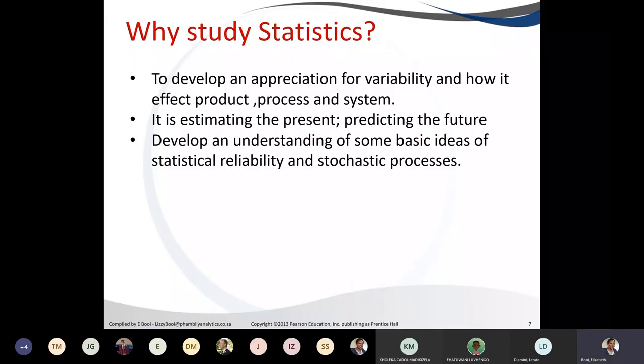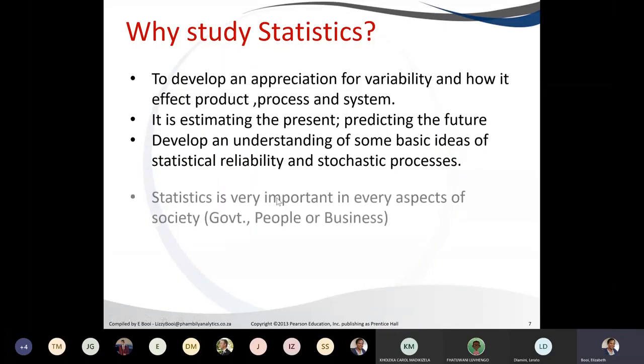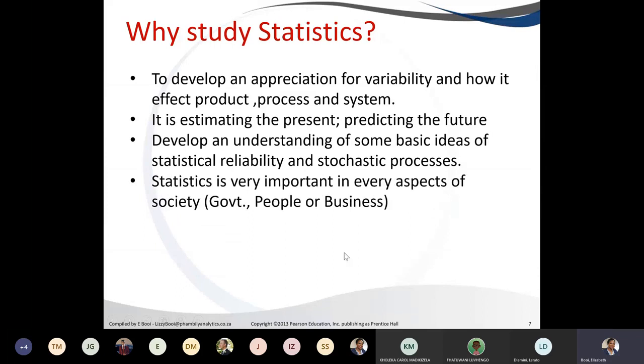What are the chances that when we open up the alcohol and tobacco, the number of cases of coronavirus will rise? All those things are put through some of these cases where they test them and check the probabilities. Statistics is very important in every aspect of society, including government, businesses, even in our daily lives.